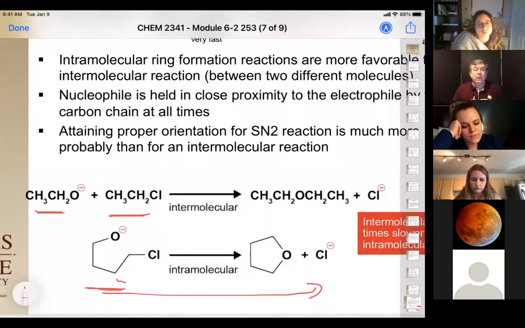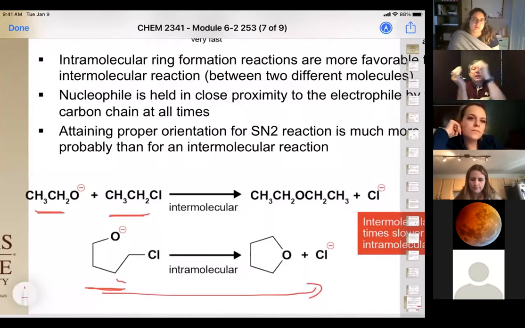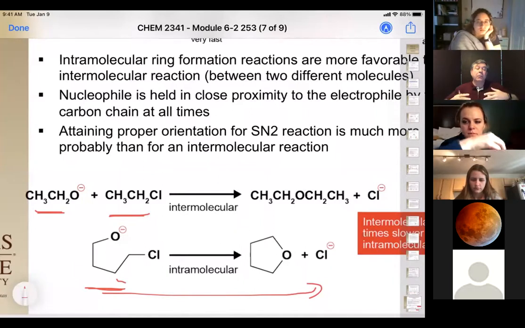So in the case of the intramolecular one, they're bound together. So this is going to be trying to hit it many more times because it'll never diffuse away. It's just going to flop around, come back, come back, come back. So there are more collisions in an intramolecular reaction than in an intermolecular reaction. Therefore, intramolecular reactions to form rings are thousands of times faster than forming the analogous straight chain material.